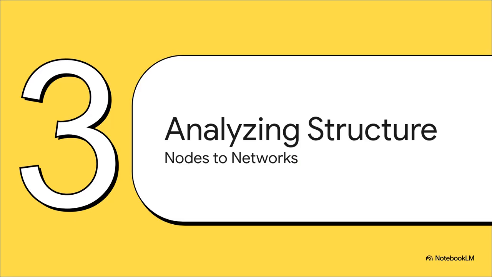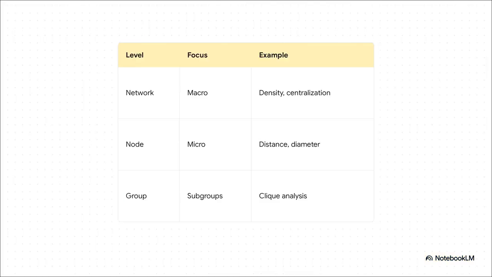Okay, we've got our building blocks. Now we can start looking at the bigger picture. Let's see how analysts look at a network structure, from zooming in on one person all the way out to the whole system. It helps to think about this at three different levels. At the macro level, you're looking at the whole forest.